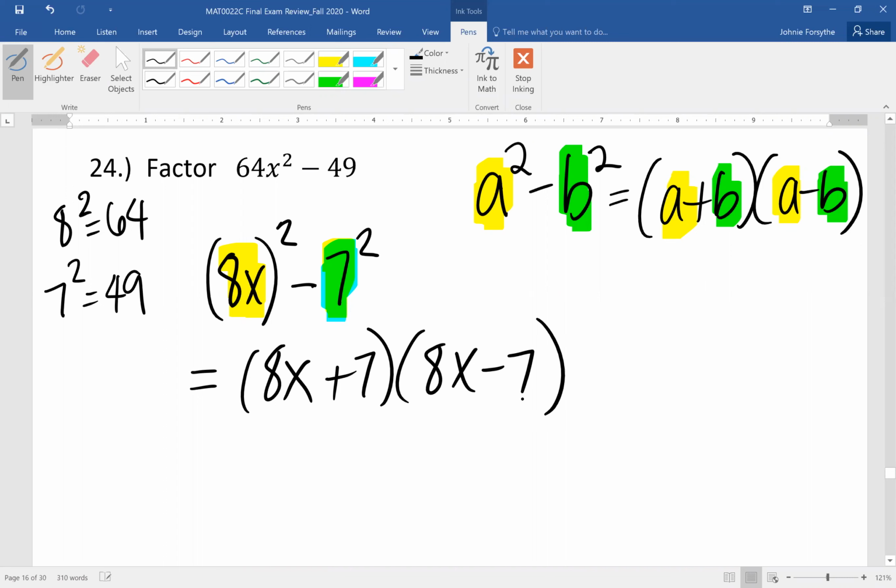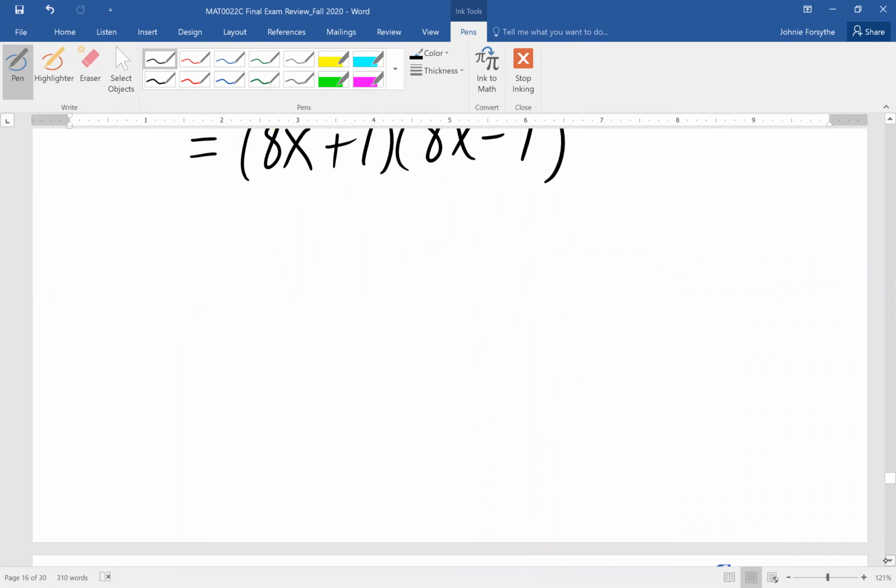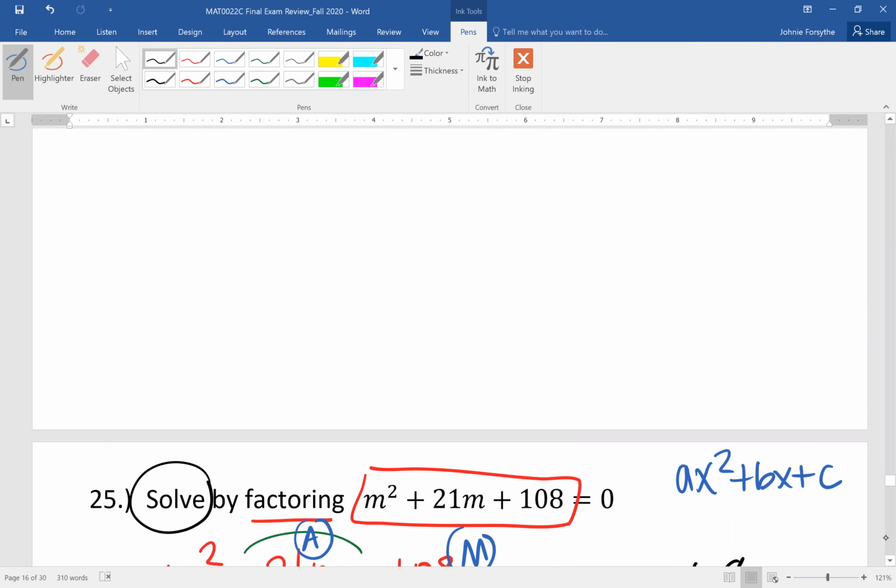So the important thing with these is to know how to rewrite them in the a squared minus b squared format. Because then once you know what your a and your b are, just plug them into your factored form. All right. So we did this one.